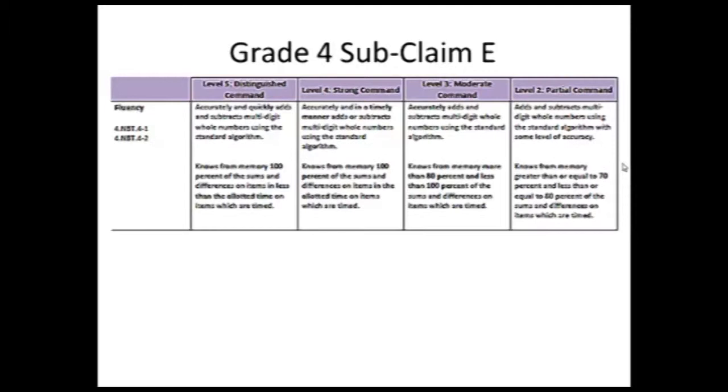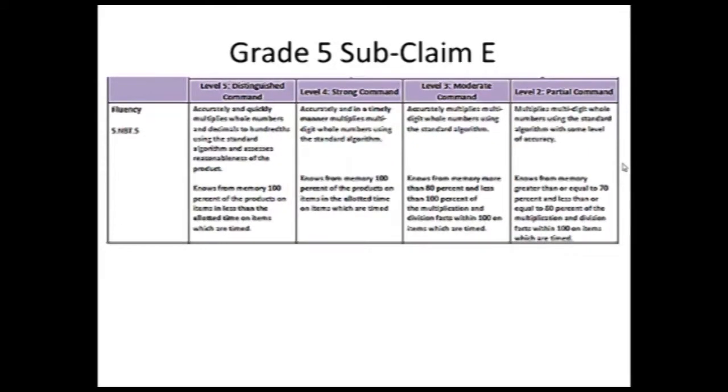You notice in 4th grade the fluency requirements: there are no fluency requirements for multiplication and division. It's this multi-digit whole number addition and subtraction, which is directly connected to the buildup of that 5th grade demonstration of place value. So it's really important that we help students have that understanding of multi-digit addition and subtraction.